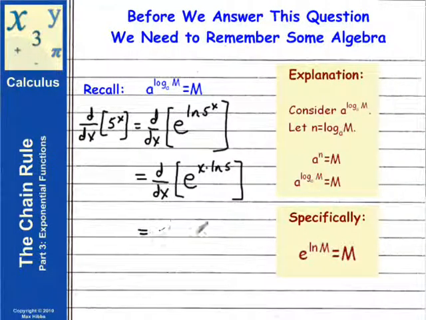Well, let's go a little bit further then. We know how to take the derivative of e to a power. It's simply e to that power, so e to the power x times natural log of 5 times the derivative of the power. So it's the derivative of x times natural log of 5.